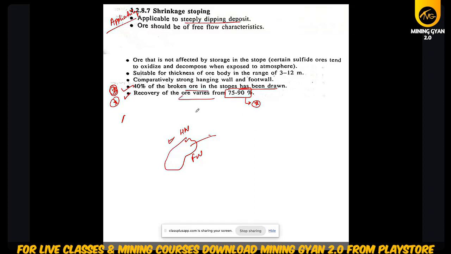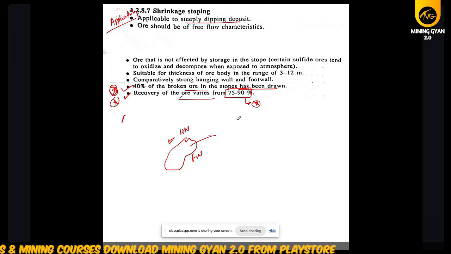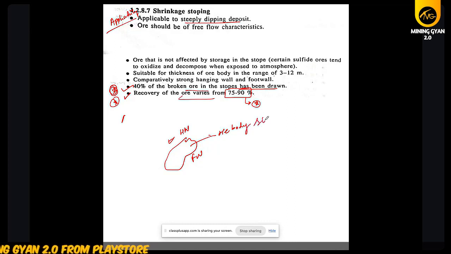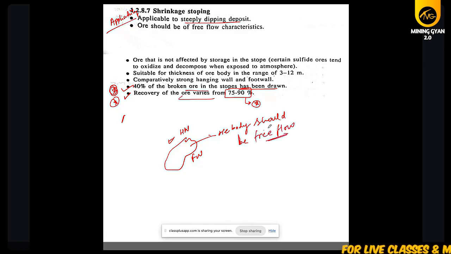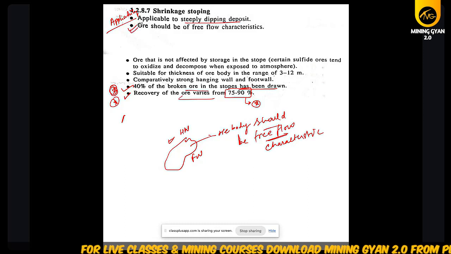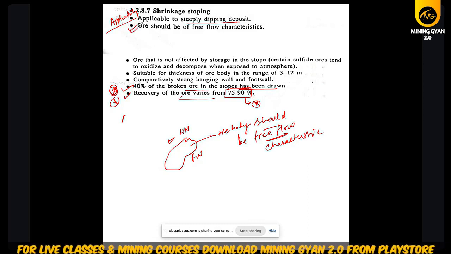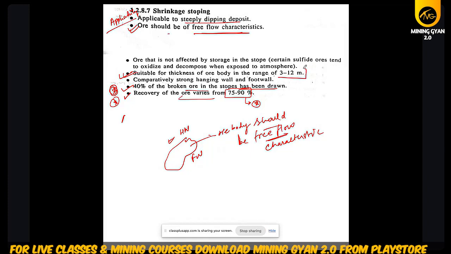Okay. And the ore body should be free flow. Free flow means it should not be cementing; it should have free flow characteristic. So the ore body should be of free flow characteristic. Okay. And thickness of the ore body should be up to 3 meter to 12 meter.